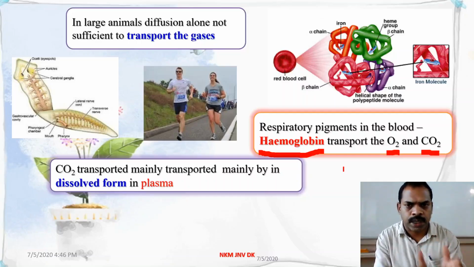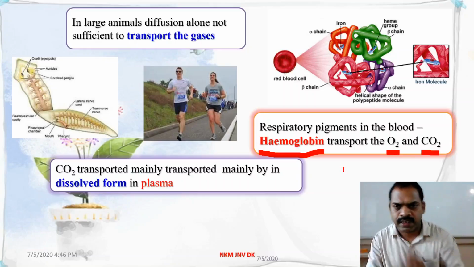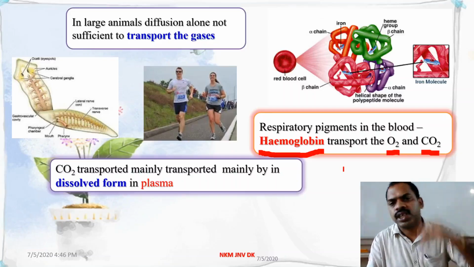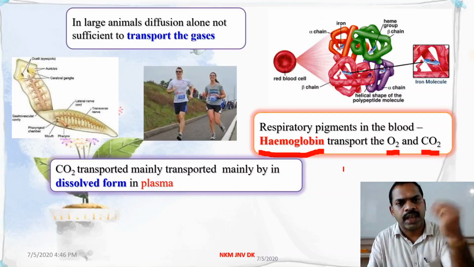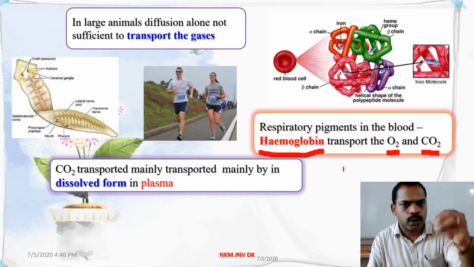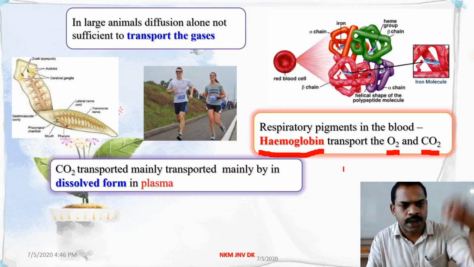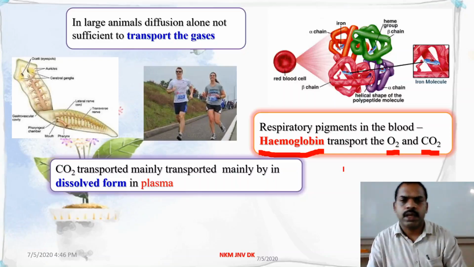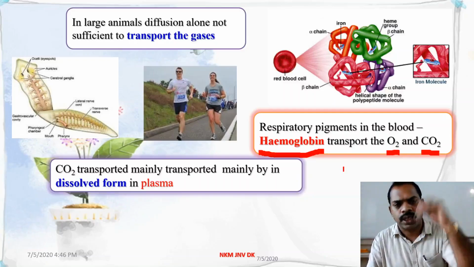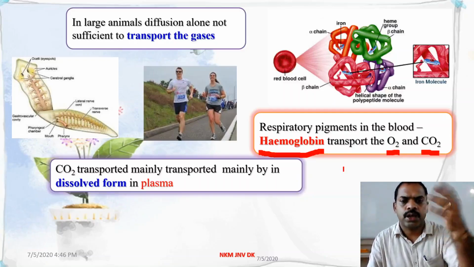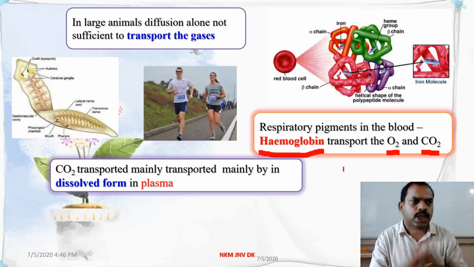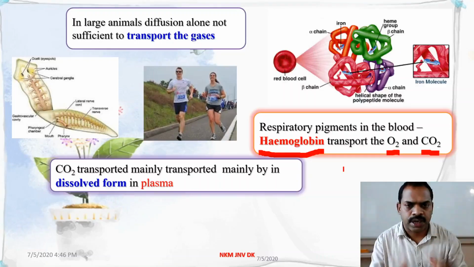Oxygen in plasma is very little, and carbon dioxide in hemoglobin is less. Why? Carbon dioxide is more soluble in plasma or in liquid than oxygen. As already told, the solubility of oxygen is less, but that of carbon dioxide is more. So carbon dioxide can be transported in the dissolved form in plasma and with the hemoglobin, but oxygen is mainly transported by hemoglobin. So this is about our respiratory system.